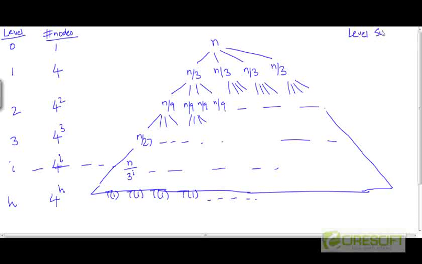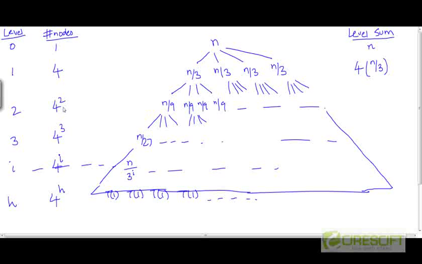Now we need to take the level sums. That is, we need to add up the costs at each level and then add up these level sums in turn to get the value of T of n. So at level 0, the level sum is n. At level 1, the level sum is 4 multiplied by n by 3 because there are 4 nodes each with a cost of n by 3.